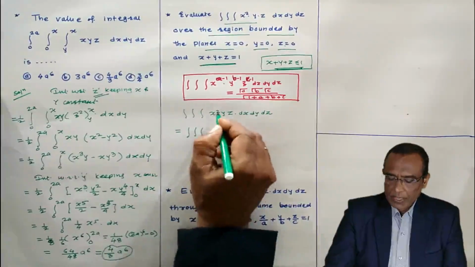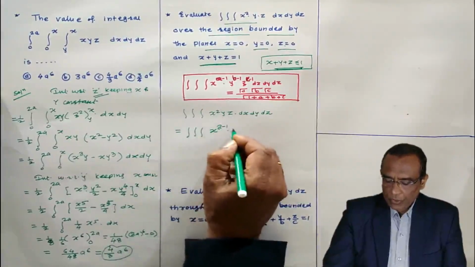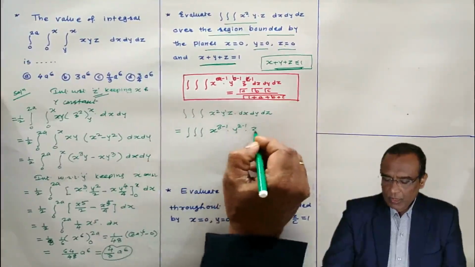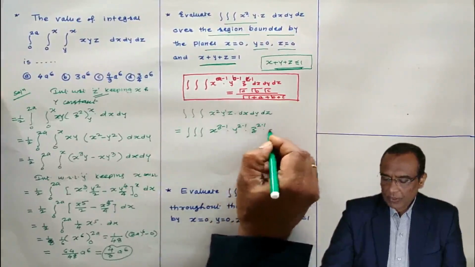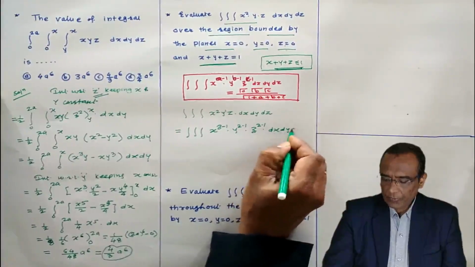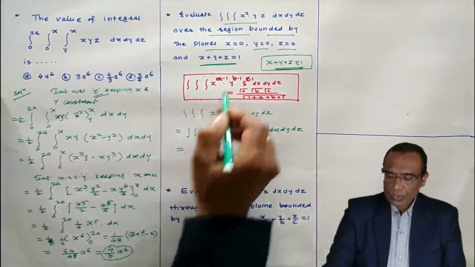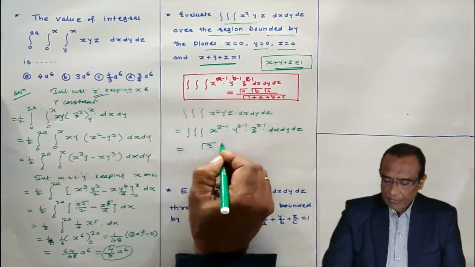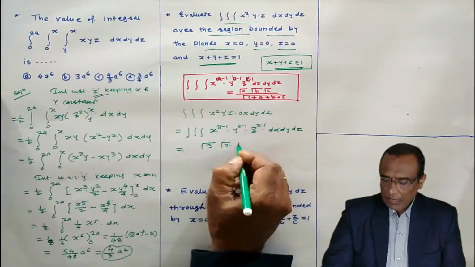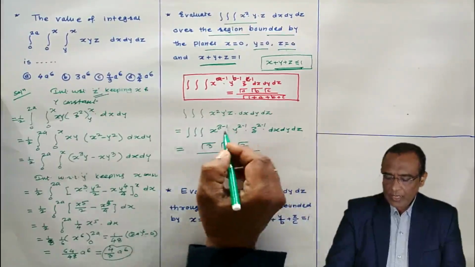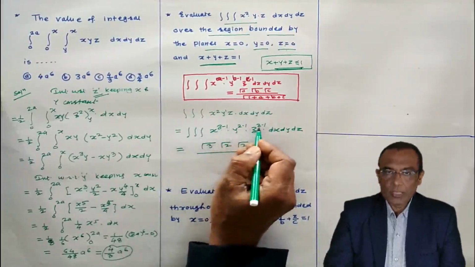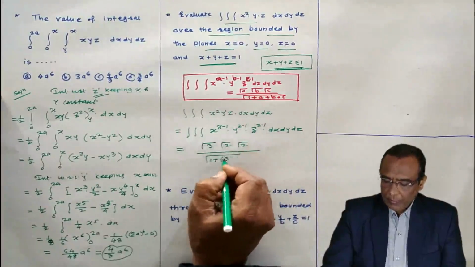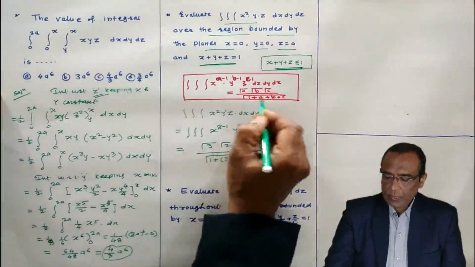So this can be written as x to the power 3 minus 1, y power 1 can be written as 2 minus 1, z power 1 can be written as 2 minus 1, dx dy dz. Then if I use this formula, this can be written as gamma 3, gamma 2 and gamma 2 here, because a is 3, b is 2 and c is 2, divided by 1 plus 3 plus 2 plus 2, means a plus b plus c.